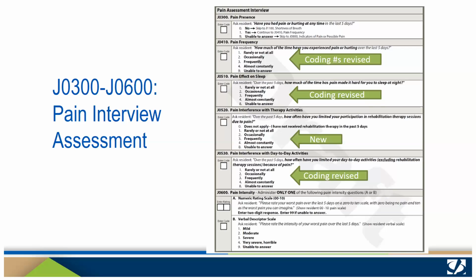So we would code 0, does not apply: I have not received rehabilitation therapy in the last 5 days. If they have received therapy, then it would be the same codes 1 through 8 that we have up above. And then the pain intensity, the numeric rating scale, or the verbal description, that has not changed at all. That's the same coding.